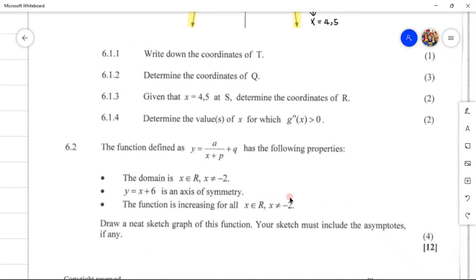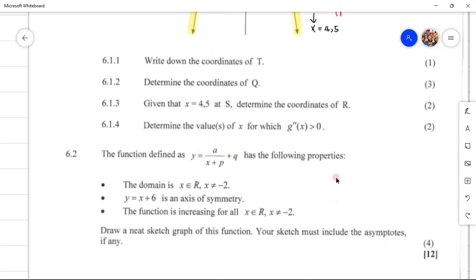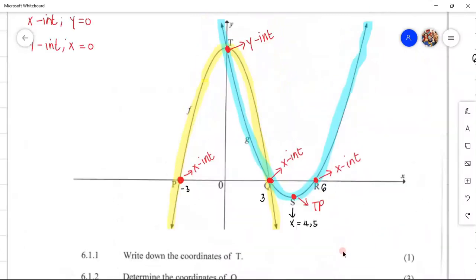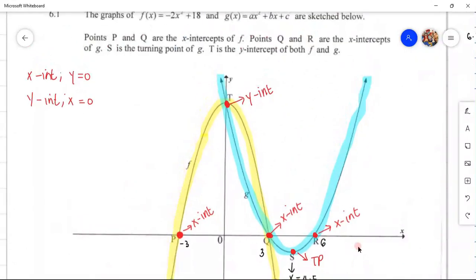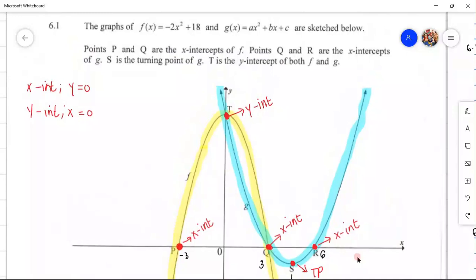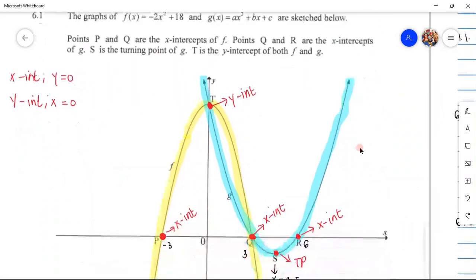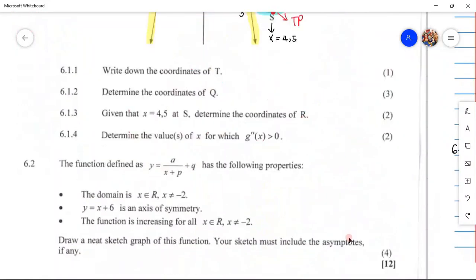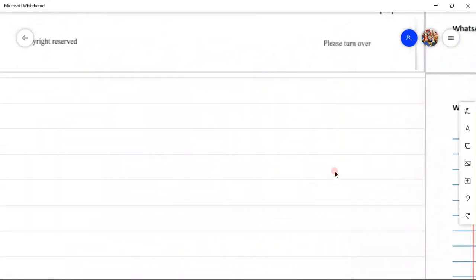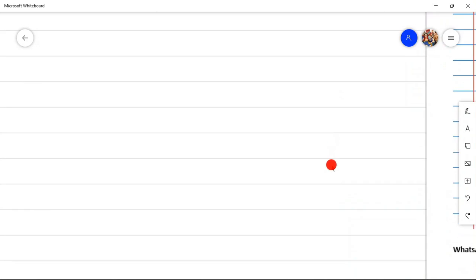Now, if we look at question 6.2, that is a hyperbolic function, and we are restricting our class to parabolic functions today. So that concludes question 6 from our 2015 exam paper. Let's move on to our next question.